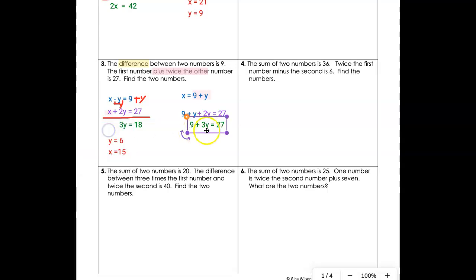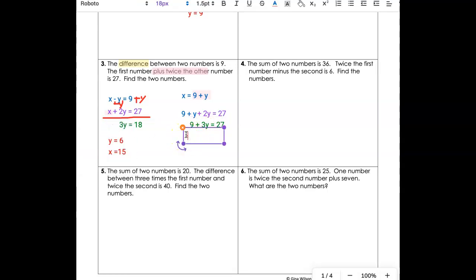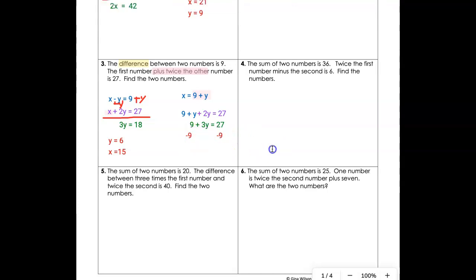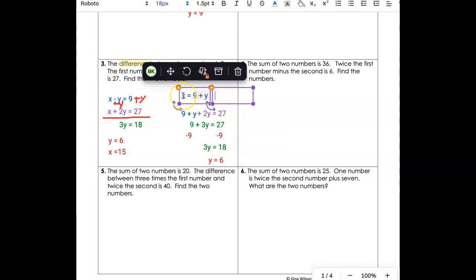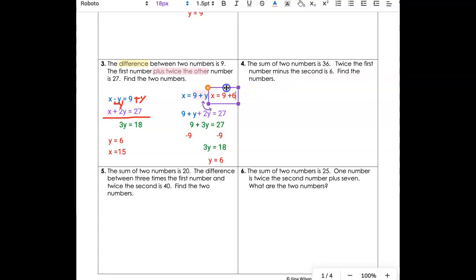And then we just solve for y. So subtract 9 from both sides. We get 3y equals 18, and we still get that y equals 6. And then once we have our y, we just come back up here. I know that x equals 9 plus y, so x equals 9 plus 6. We still get that x equals 15. So it's up to you which method you want to use.